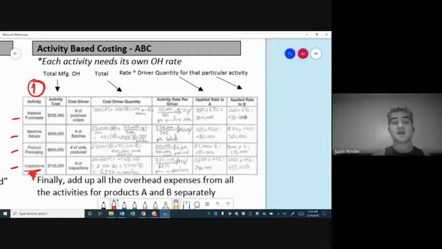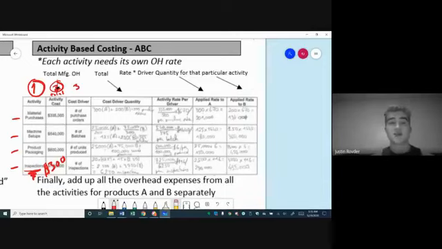So, the second step is to write down the total activity cost, or in other words, the total manufacturing overhead cost incurred by that activity. So for inspections, let's just say that inspections cost this company $300.